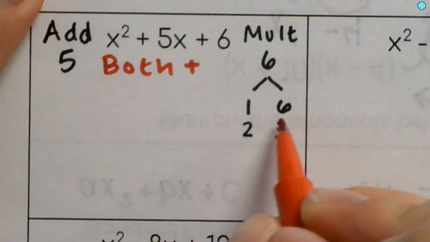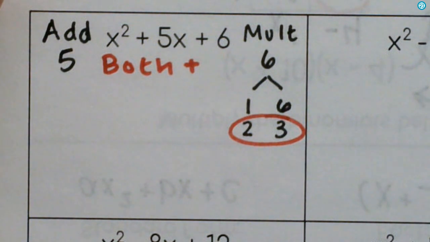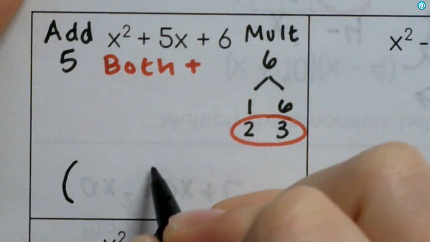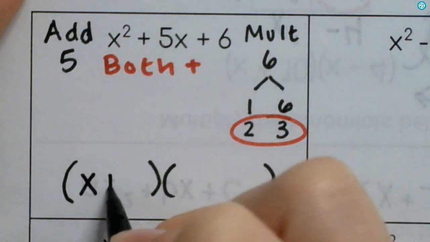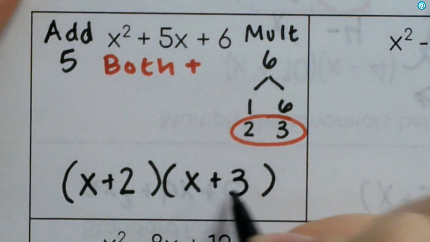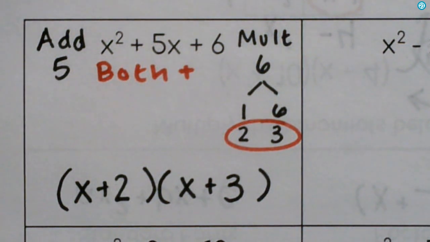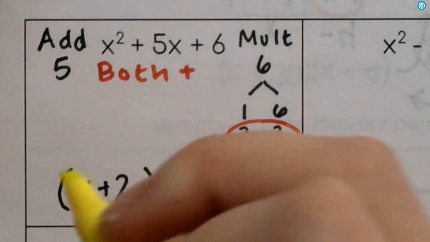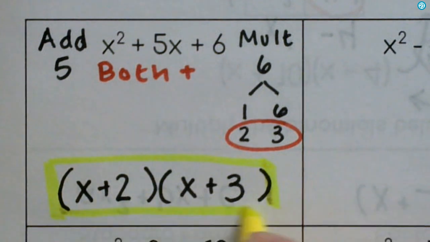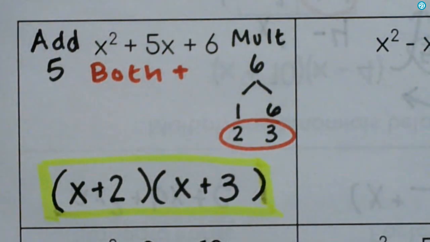Okay, so 2 and 3. So 2 plus 3 is 5. So we're going to write this down in our factored form. It'll be x plus 2 and x plus 3. And that's it. So the only piece that you need for your answer is this x plus 2 times x plus 3. This is your answer. All of this extra stuff is us showing our work, and you can show as much or as little of that as you need to.